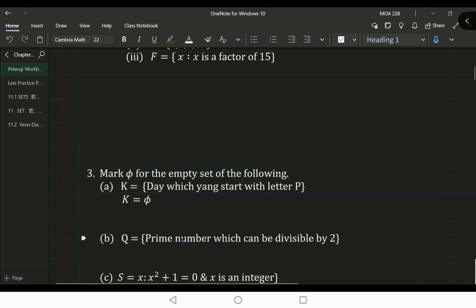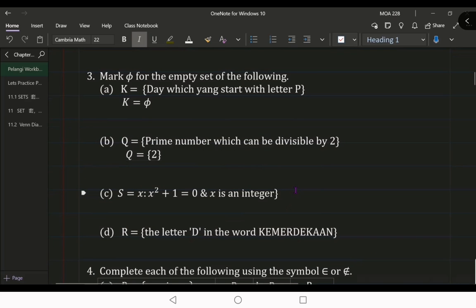Okay. Prime number which can be divisible by 2. Prime number 2 can divide by 2. So this one is not the empty set. This one we have the answer as Q is to be, you have 1, 2. 2 is a prime number which can be divisible by 2. So Q is not the empty set.